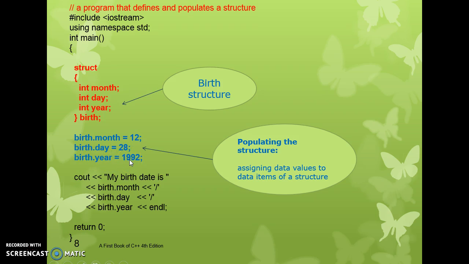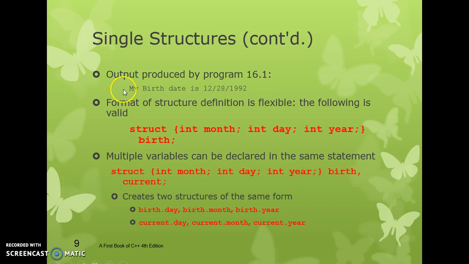To print out the structure, you can use cout. For example, cout, my birth date is birth.month, which will print 12, birth.day, which will print 28, and birth.year, which will print 1992. The output is: my birth date is 12/28/1992. And the format of the structure is very flexible. You can have something like this.